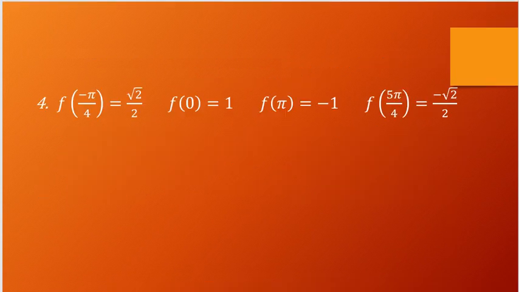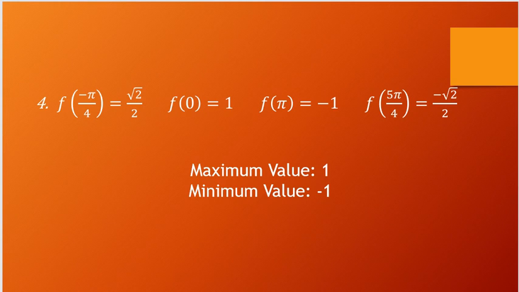So when we plug each of these guys into f of x, into cosine of x, we find that f of minus pi over 4 is radical 2 over 2, f of 0 is 1, f of pi is negative 1, and f of 5 pi over 4 is minus radical 2 over 2. So whatever of these is the largest value, that's our maximum value. Whatever is the smallest value that we get out here, that is our minimum value. The largest value here is 1, and the smallest value here is negative 1. So these are the maximum and minimum values of cosine x on this interval.